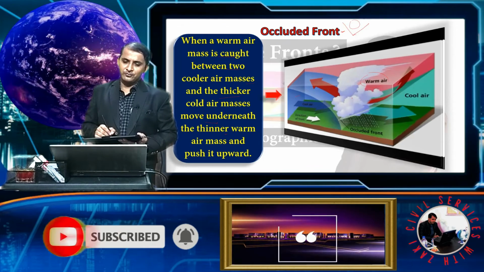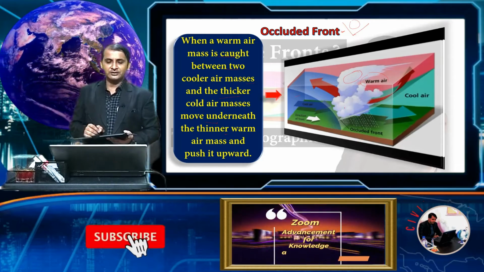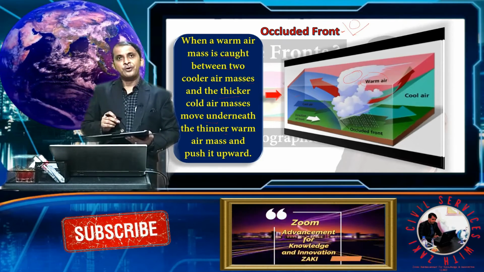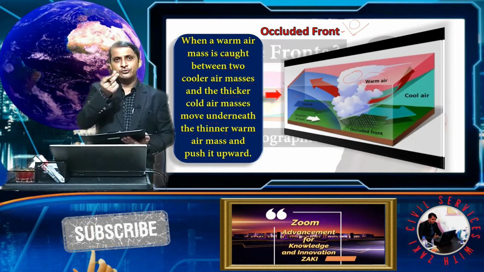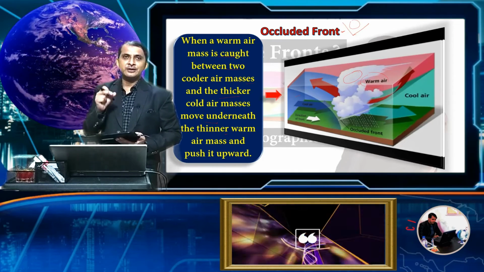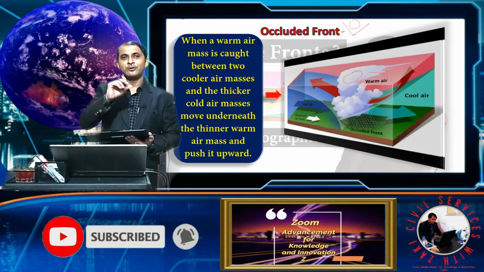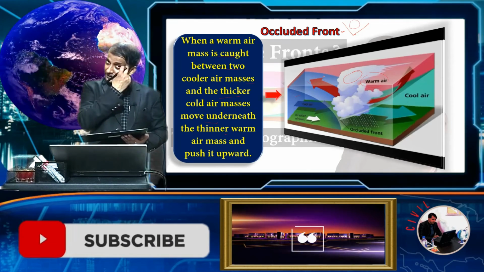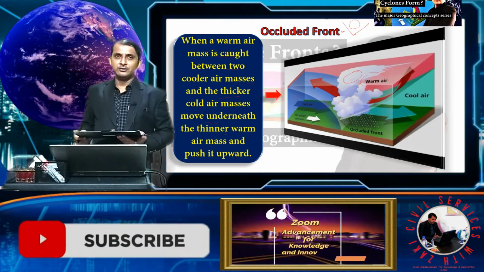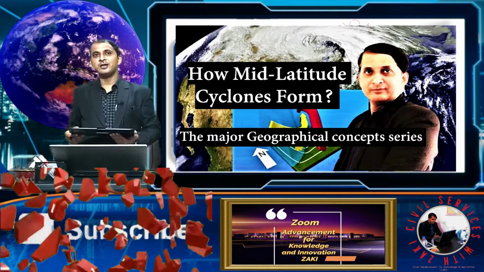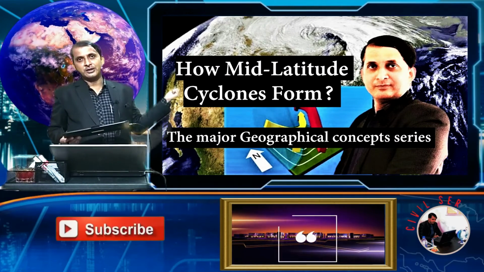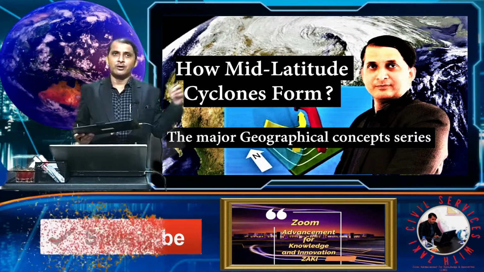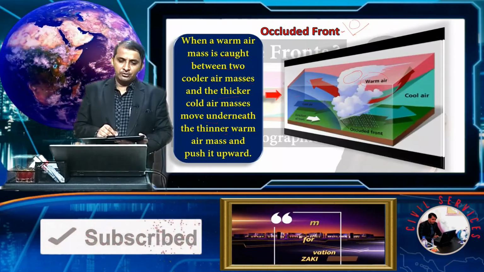In an occluded front also some cumulonimbus clouds and some violent weather are formed. Basically this type of situation is found in the mid latitude area. If you see the mid latitude cyclones, then at a later stage such a cyclone forms, and after the cyclone such an occluded front is also found in this mid latitude area. So what is a mid latitude cyclone? If you want to know more about it, you can watch my forthcoming video on how mid latitude cyclones are formed. So these are the occluded fronts.